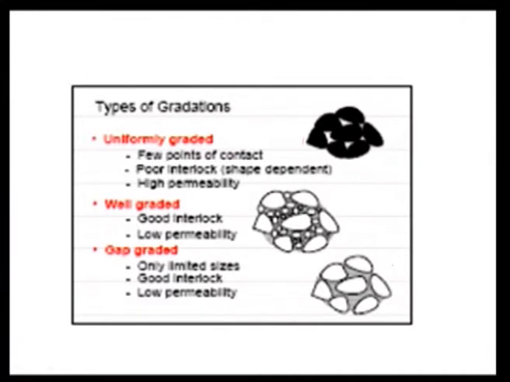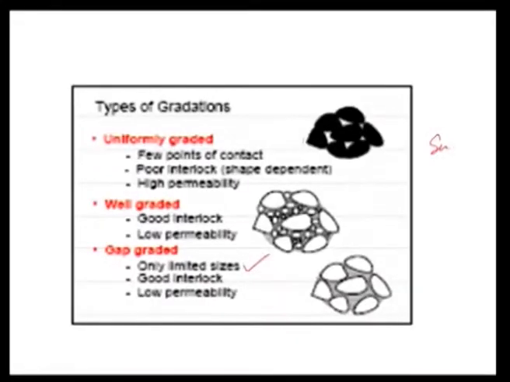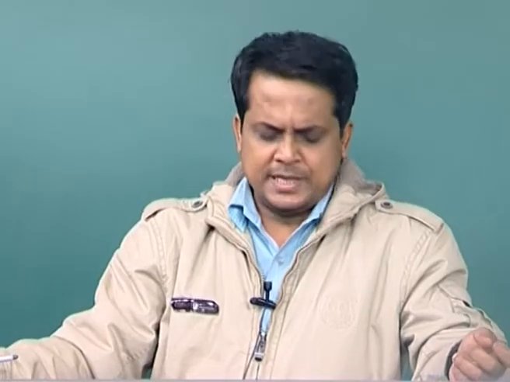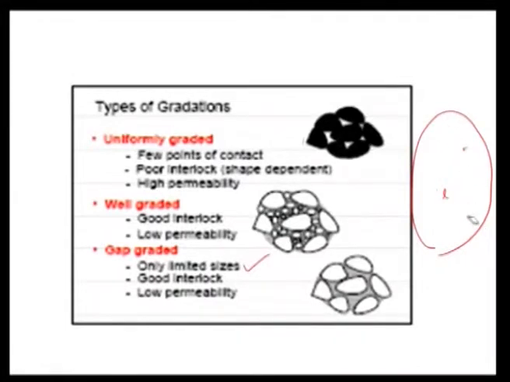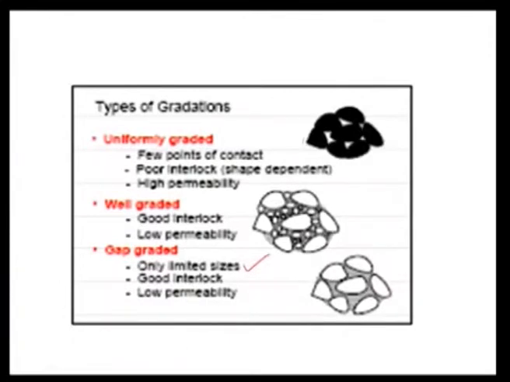if I say gap graded, it means only limited sizes are there, not all sizes. Suppose it will start with sand, gravel, silt for a soil or clay. If it is gap graded, that means only some part of silt and sand is there, some part is missing. Some proportion of the aggregate is missing. Then good interlock. In this case, the interlocking forces between this aggregate will be good. As compared to uniformly graded and well graded, this will be low permeability.